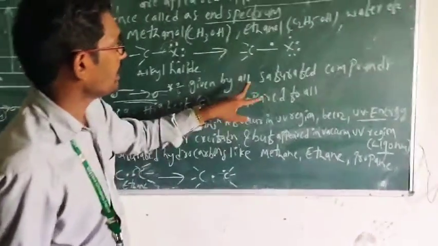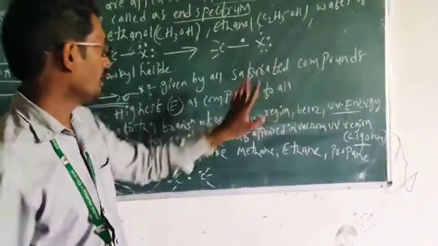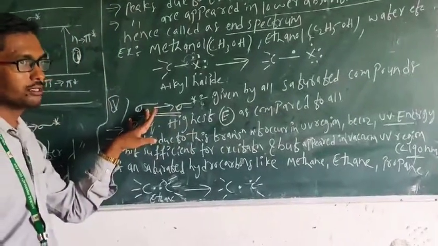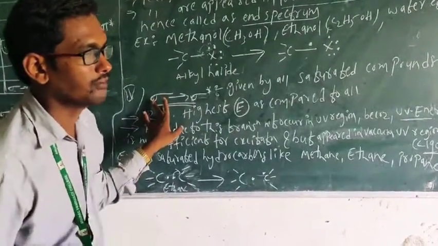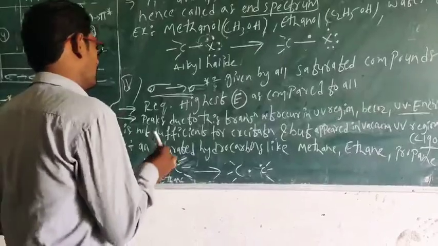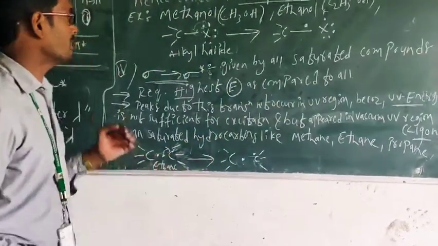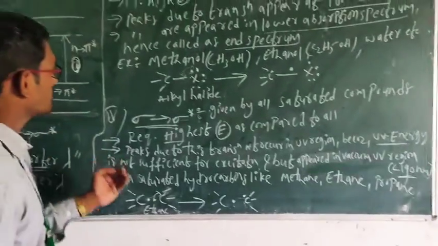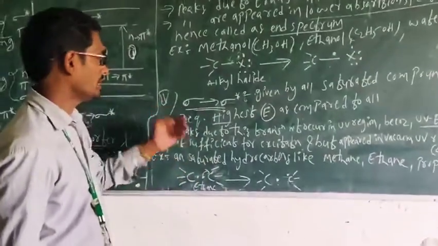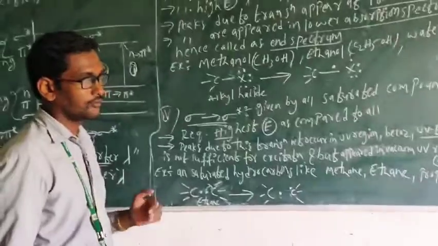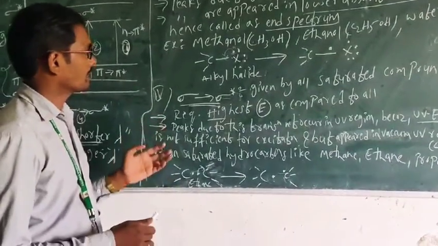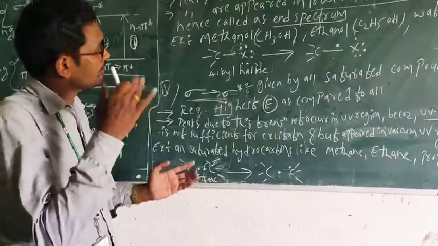Okay, it is given by all saturated compounds. All saturated compounds only. There is no double bond, there is no lone pair of electrons. It consists only of saturated bonds. It requires the highest energy as compared to all. We have seen n to pi star transition, pi to pi star and n to sigma star. Among those three, it requires very high energy. Very high energy means the peak appears at a lower wavelength.